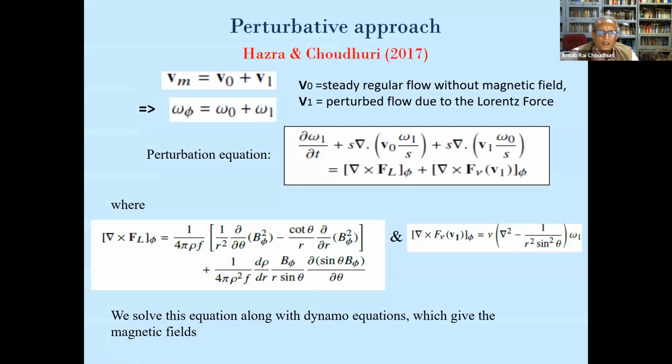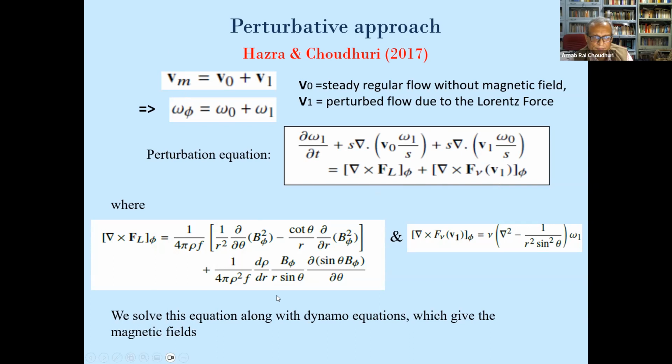So how can we model that theoretically? Gopal Hajra and I developed a perturbative approach in which we split the velocity field and the vorticity into an unperturbed part, which would be there in the absence of that back reaction. And then there is a perturbed part V1, omega 1, which will be caused by the back reaction of the dynamo generated magnetic field. And we were able to derive this particular equation for this omega 1, where this FL is the Lorentz force of the dynamo generated magnetic field, which is given by this expression.